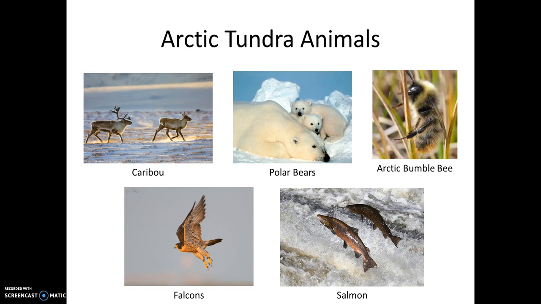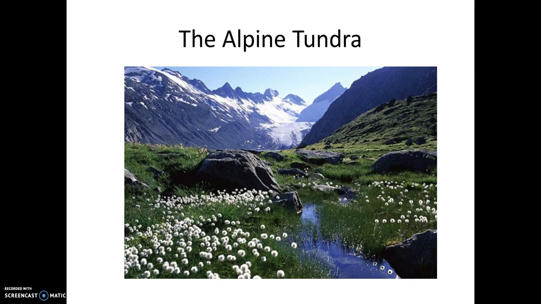Next, we have the Arctic tundra animals. So these include caribou, polar bears, Arctic bumblebees, falcons, and salmon. So there's birds, fish, different mammals, and insects. And all of these have fat layers so that they can survive these really cold temperatures, and a lot of them migrate, especially the birds.